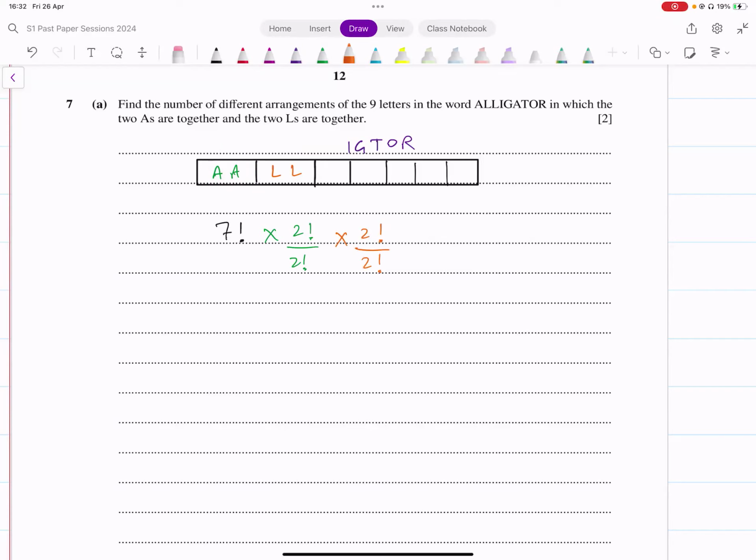You can do that if you want to, but it's not necessary because their arrangements are just going to be 1. There's only going to be 1 possible way to arrange the 2 A's and the 2 L's. So you can just ignore them as well because they're 1 in any case, and write down the answer directly. That we're saying is 5040. That's the first part. Make sense? That was part A. Let's look at the next one now, part B.